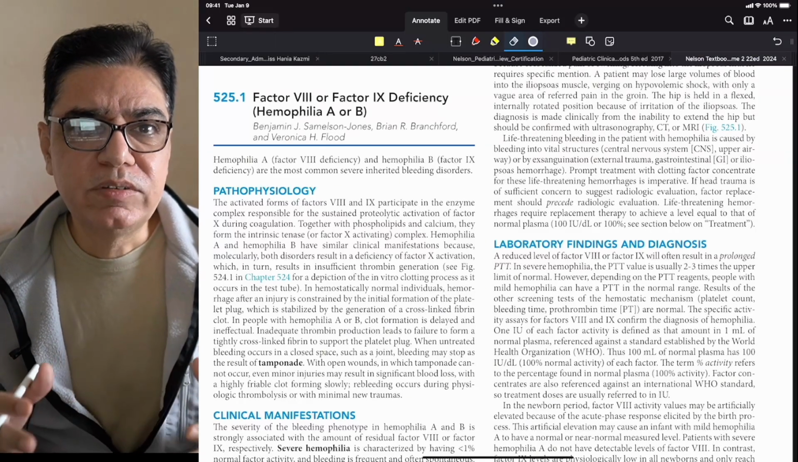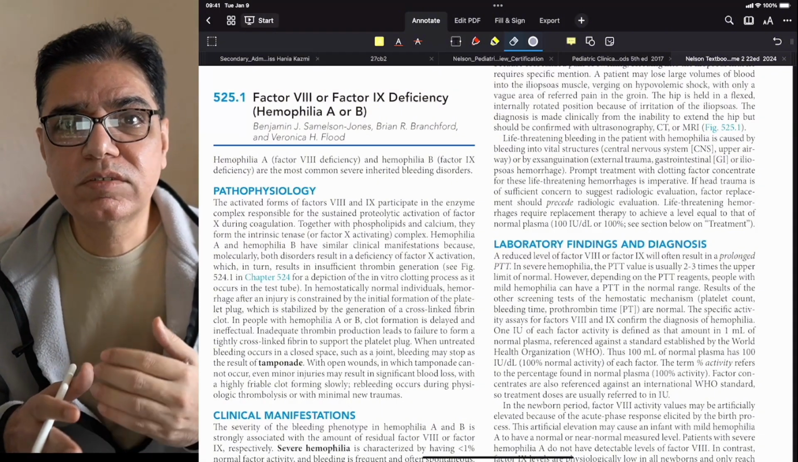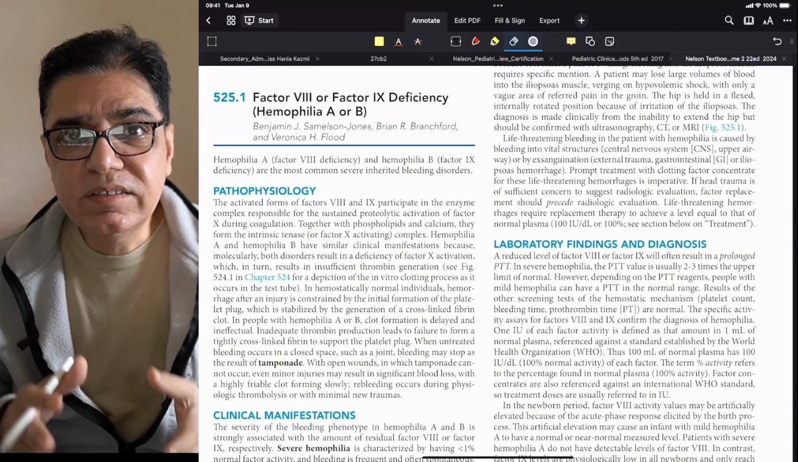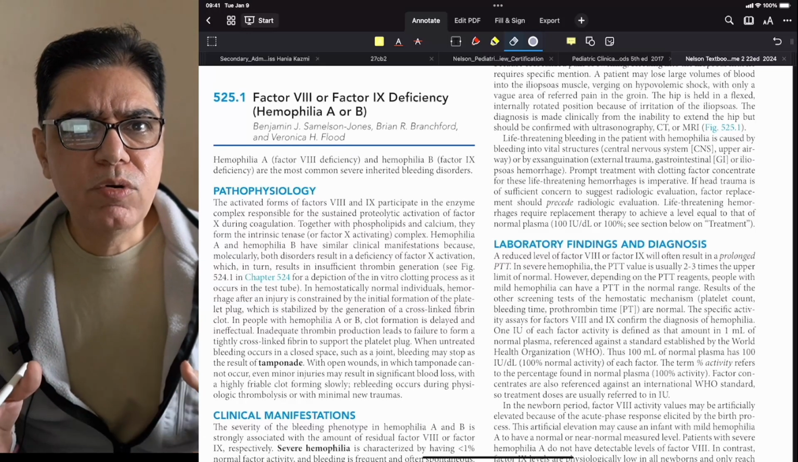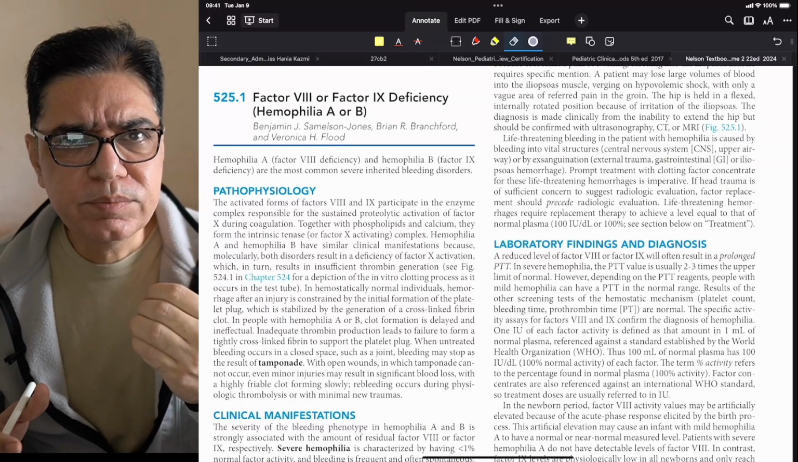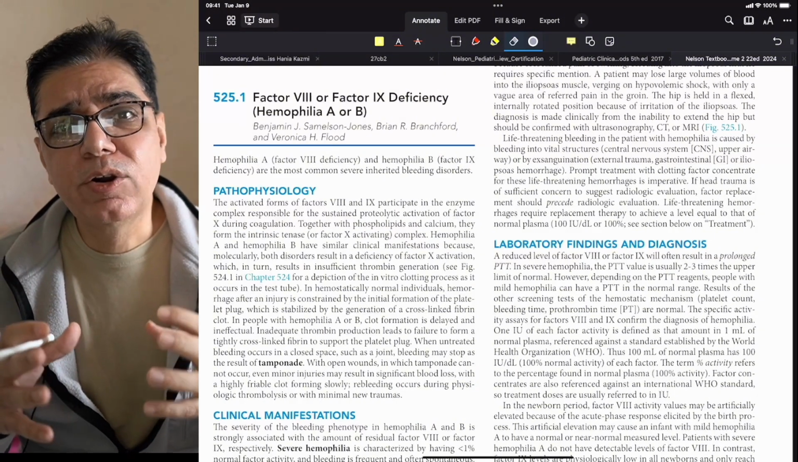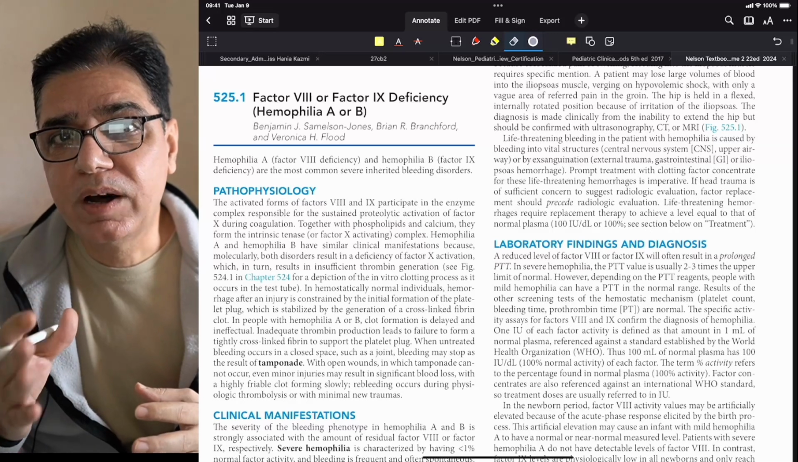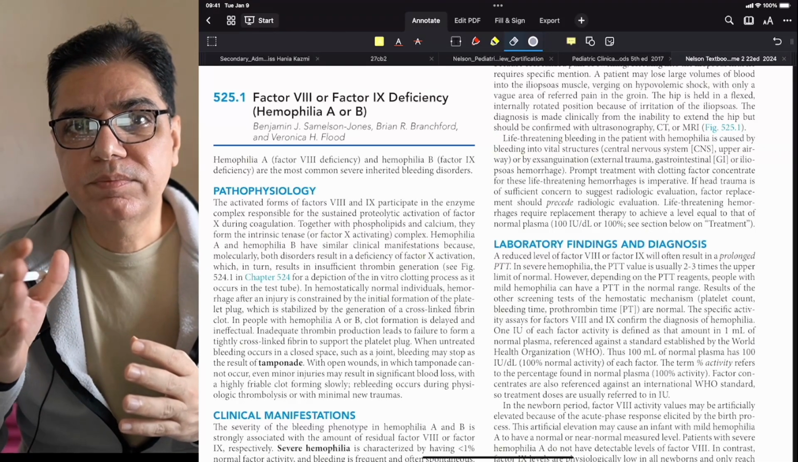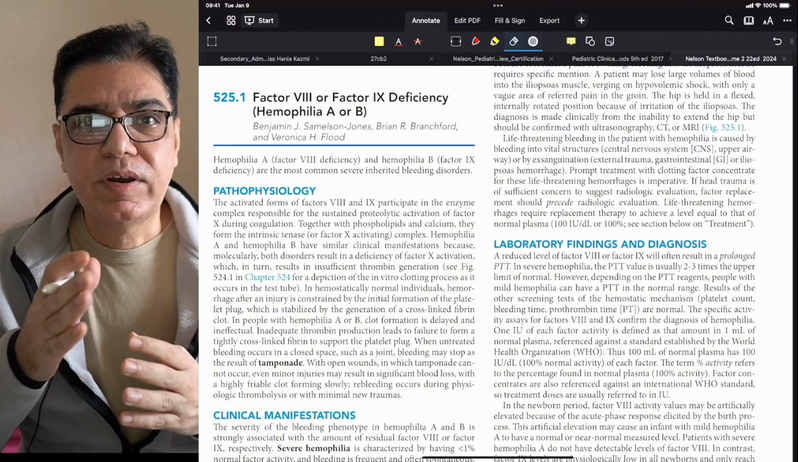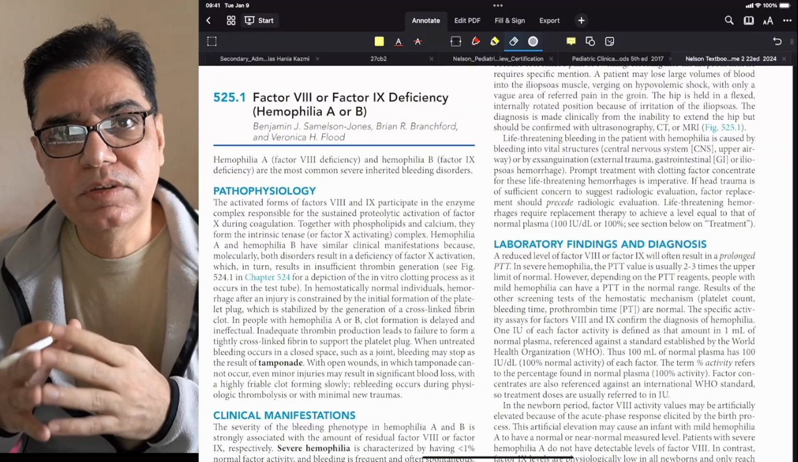Now, how do they present? These factors, if they are present in the mother, cannot cross the placenta. So usually the symptoms appear in the neonatal period. And what are the symptoms? Factor 8 and factor 9 play a role in the intrinsic pathway. Remember, the intrinsic pathway starts from factor 12, factor 11, then factor 9, and then factor 8. These four factors are involved in the intrinsic pathway.